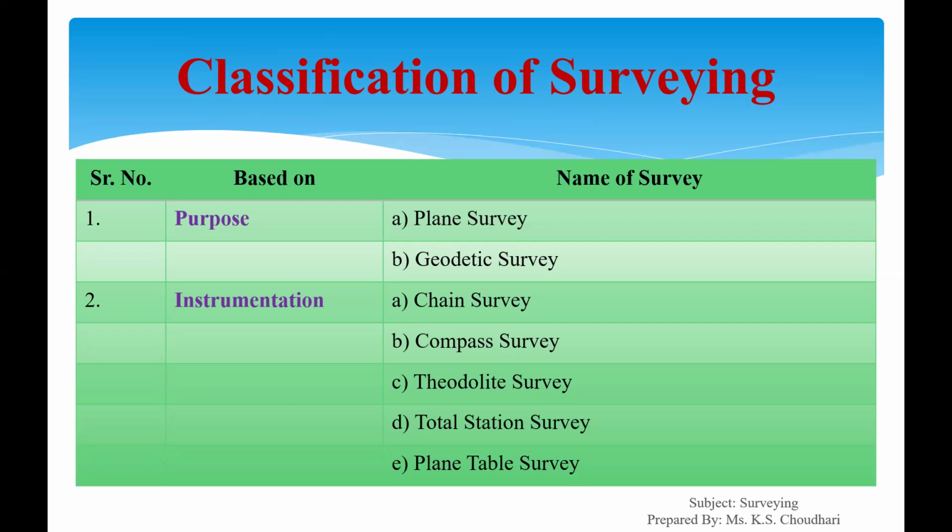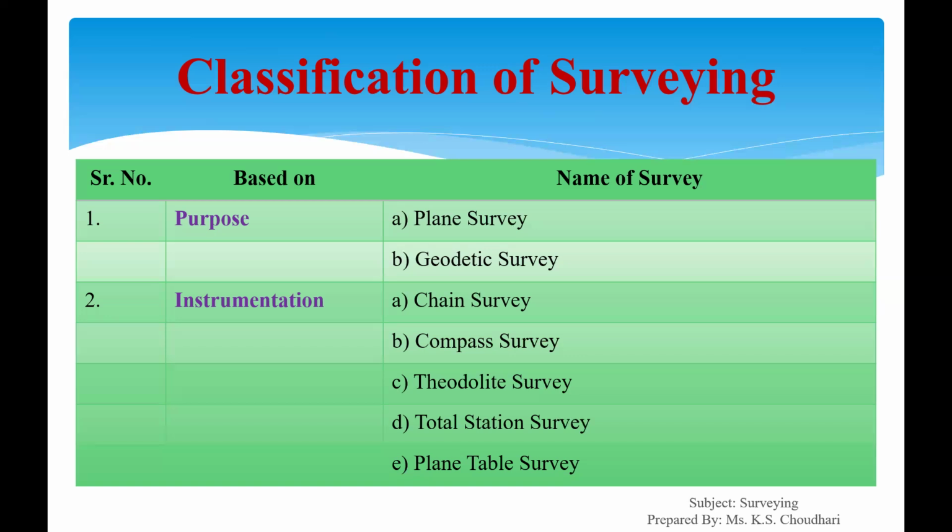Now, based upon instrumentation, chain survey. It is used to measure horizontal distances. No angular measurements are there. Compass survey. In this, we can measure length as well as angles. Theodolite survey. Horizontal angle and vertical angle we can measure in this. Total station survey. In this type of survey, we can measure horizontal, vertical, and inclined distance. It is also used for angular measurements with high precision.